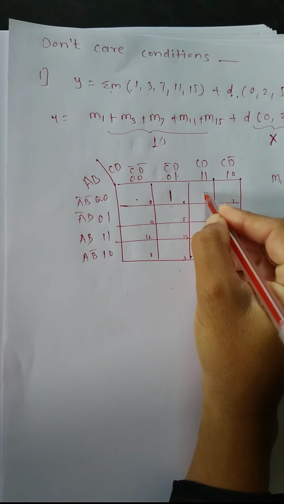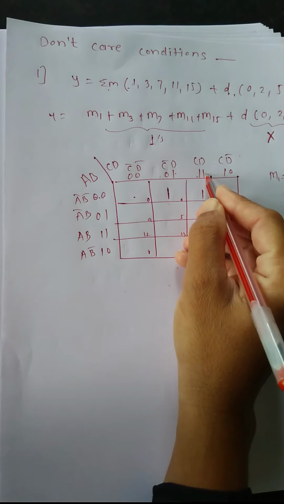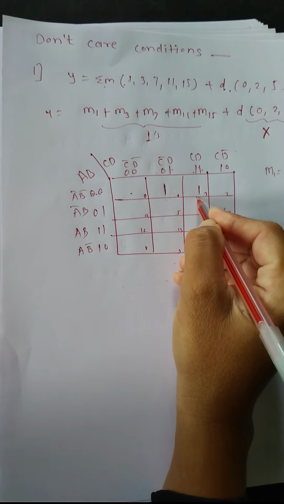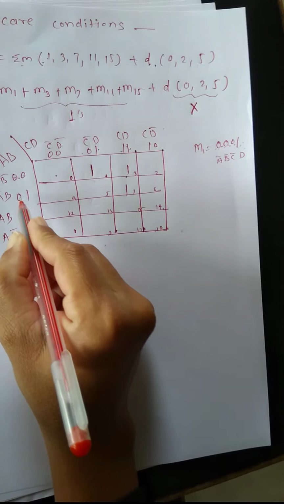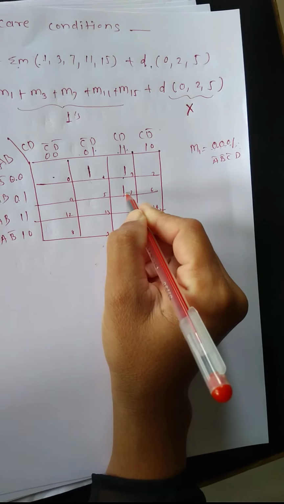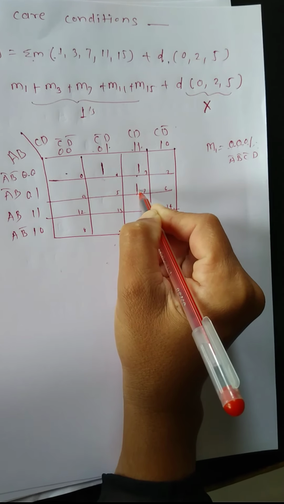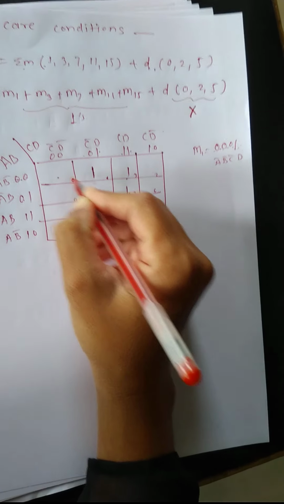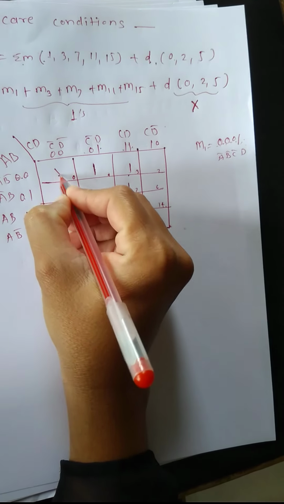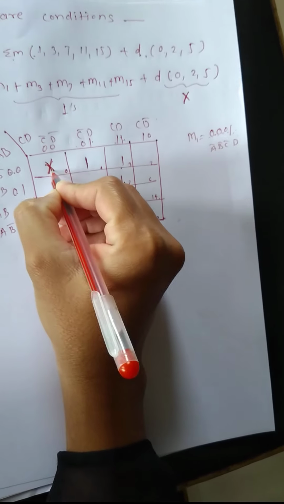Next, this is a 3. 3 means 0 0 1 1. 7 is here. 7 is 0 1 1 1. So this is the 7 number here. Next is 11 here, and 15, and the remaining ones are the don't care. This don't care is marked by a cross mark, 0.